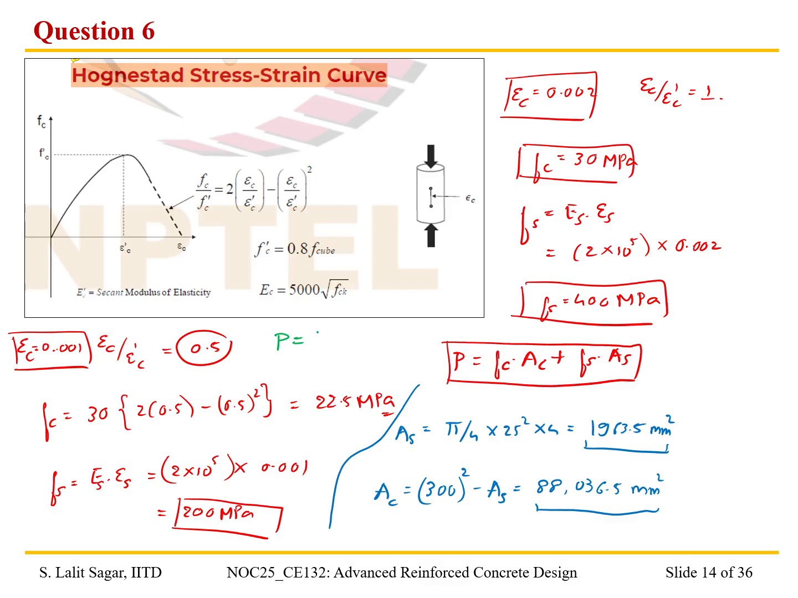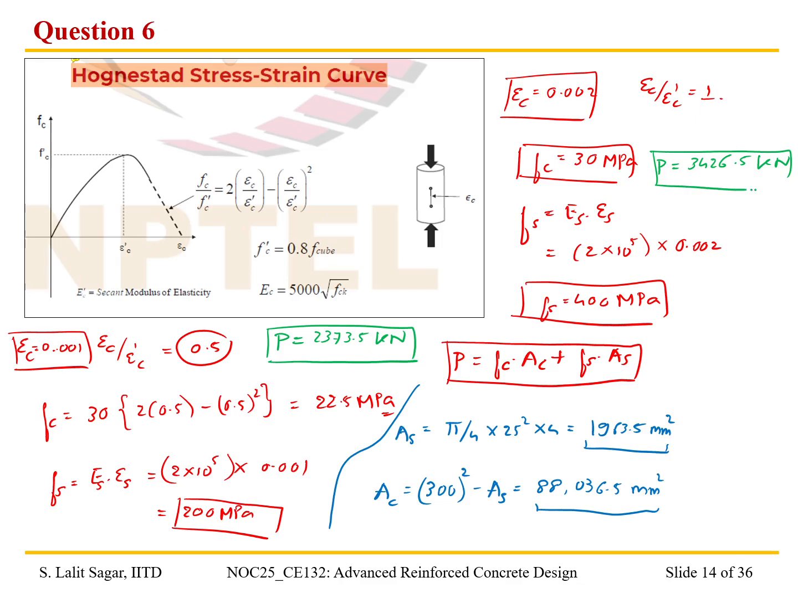2373.5 kilonewton. And for epsilon c is equal to 0.002, we have Fc is equal to 30 MPa, Ac is 88,000, Fs is 400 MPa, and As is 1963.5 mm square. So when plugging all this into the equation, we get the value of force as, how much do we get? 3426.5 kilonewton.